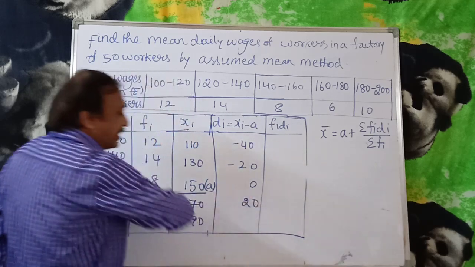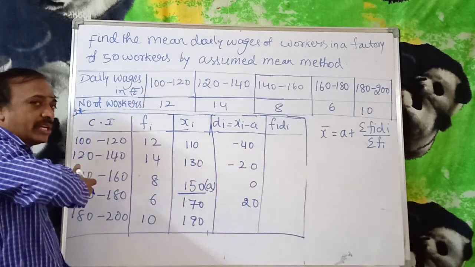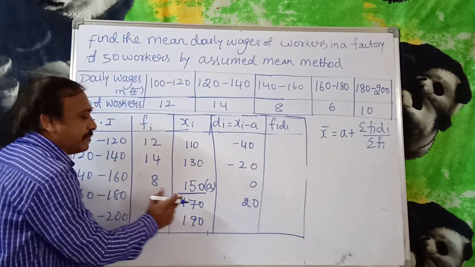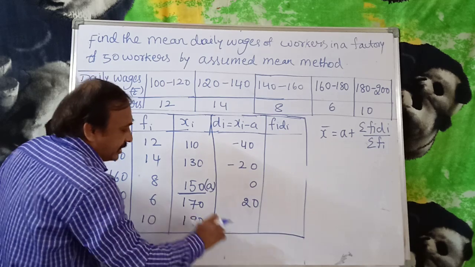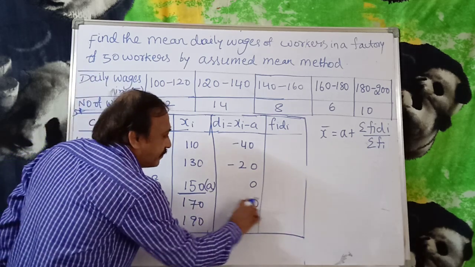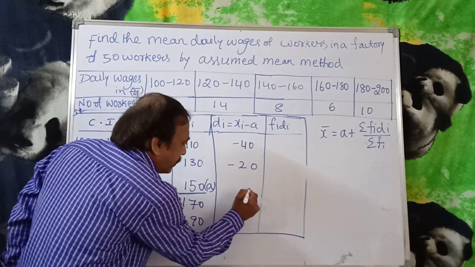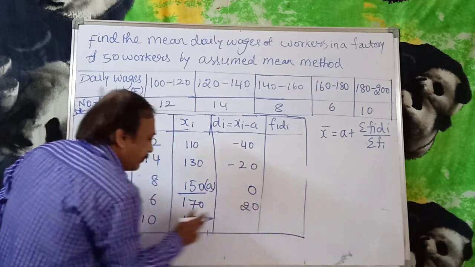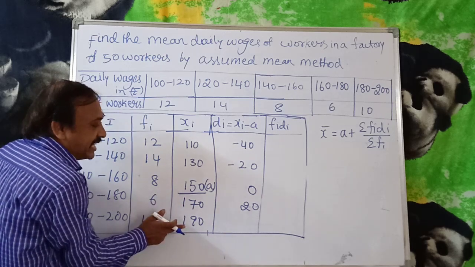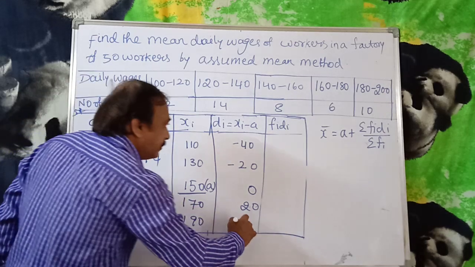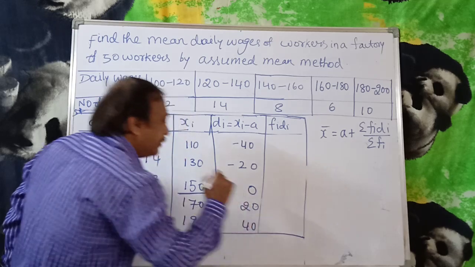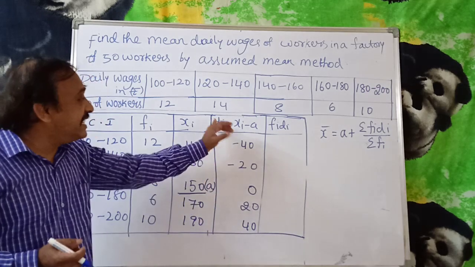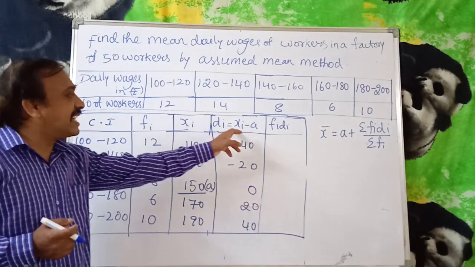You have to write in a particular column. Do not mix up, and don't write in a zigzag way. Write in a proper way. 170 minus 150 is 20. Then 190 minus 150 will give you 40. These are the deviations, the di values we obtain as xi minus a.